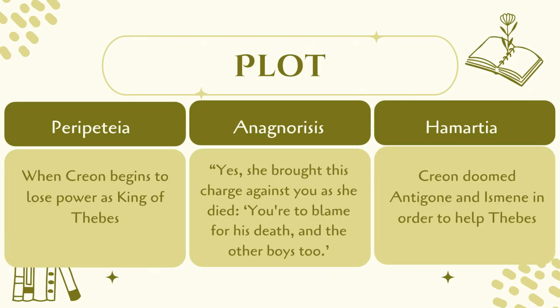So for the plot of the play, the peripeteia is when Creon begins to lose power as the king of Thebes, and the agnorisis is when the chorus comes and tells Creon that yes, she brought this charge against you as she died. You're to blame for his death and the other boys too. Basically, it's just Creon's wife blaming him for her death and her son's death. And the hamartia is when Creon doomed Antigone as well as Ismene in order to help Thebes. This just led to his downfall at the end of the play.